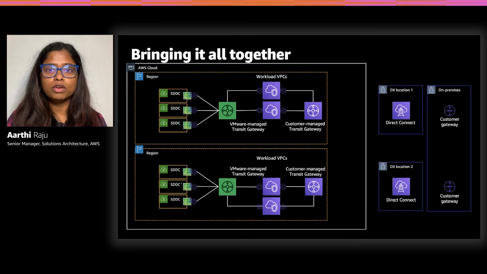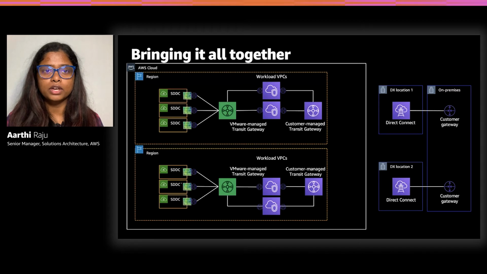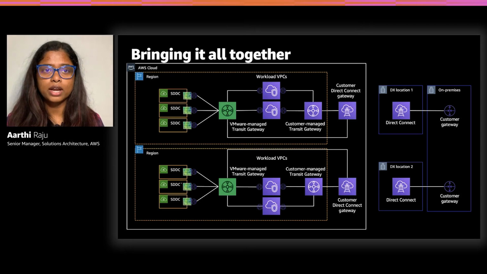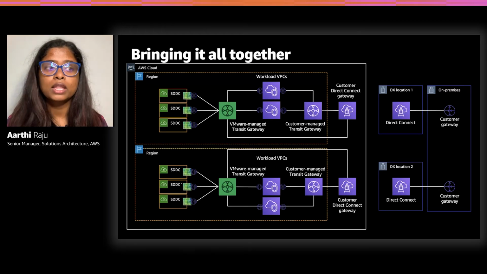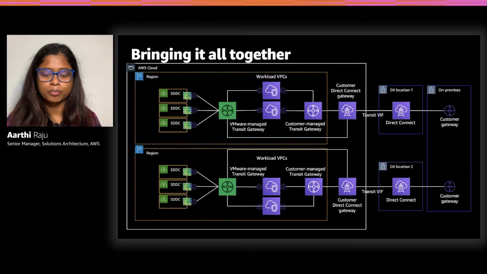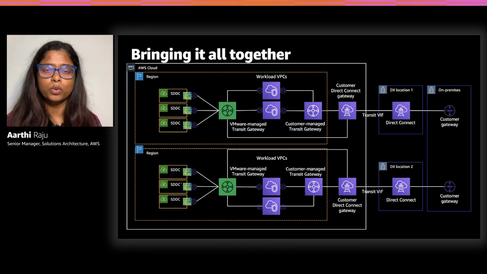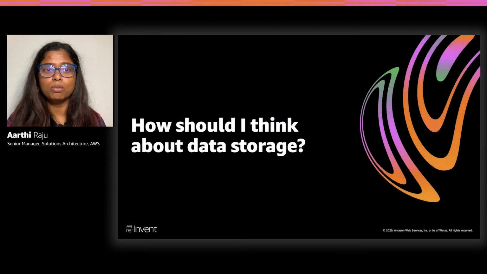Now I'm also solving for the on-premises connectivity. So I've created Direct Connect across 2 locations. I've created a Direct Connect gateway, and I have these virtual interfaces, transit VIFs, that connect into this transit gateway. So what this does is it gives me that full picture of connectivity from on-premises to VPCs, workload VPCs that I own, and also it gives connectivity between SDDC to SDDC and SDDC to my VPC.